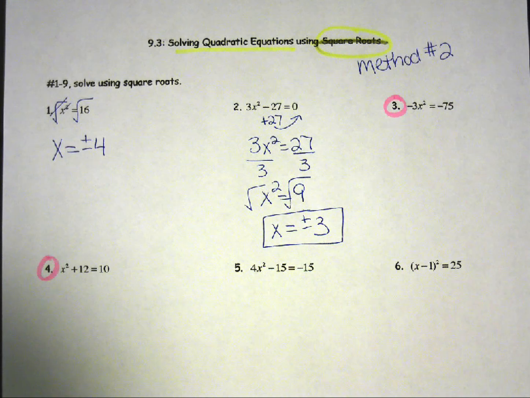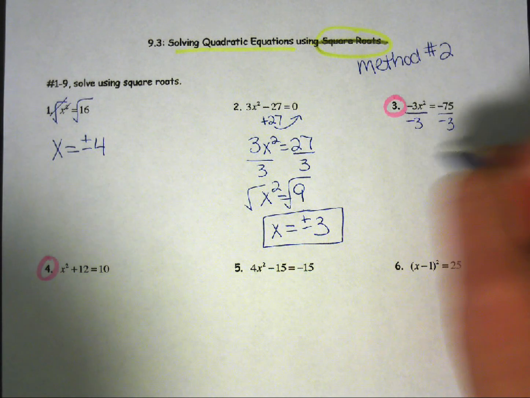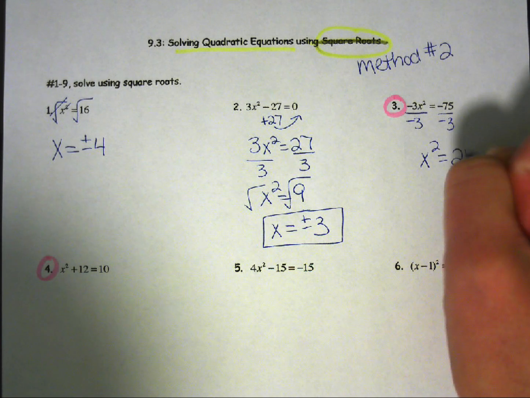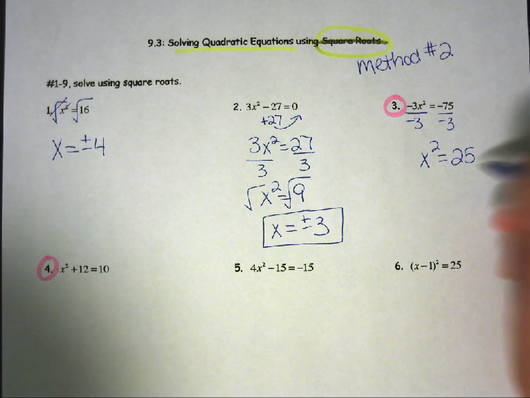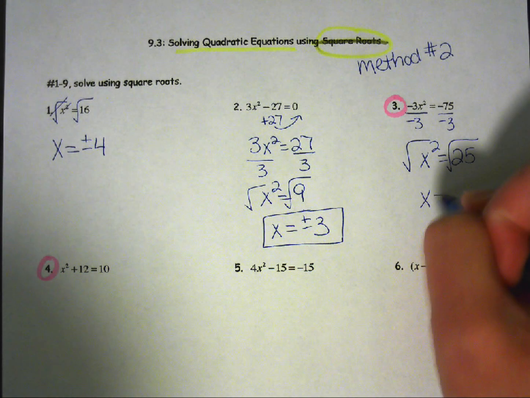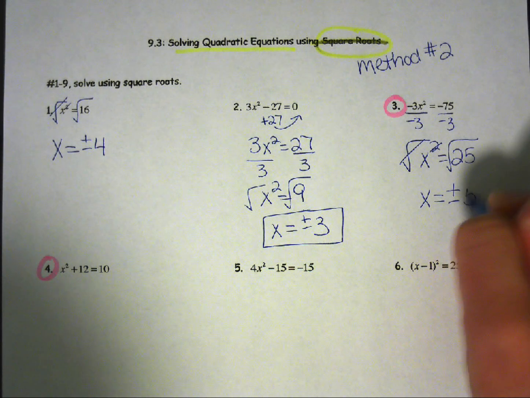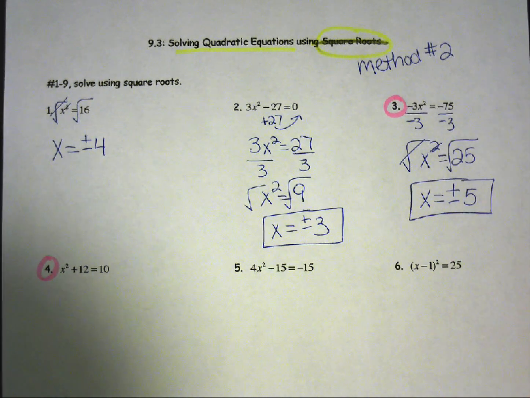All right, hopefully you tried these. On number 3, did you divide off the -3? And so you got x squared is equal to 25. And notice we have another perfect number, so we're going to take the square root, and we're going to get x is equal. Remember, the square root cancels the square, and we're going to get plus or minus 5. So hey, we're just rolling right along.